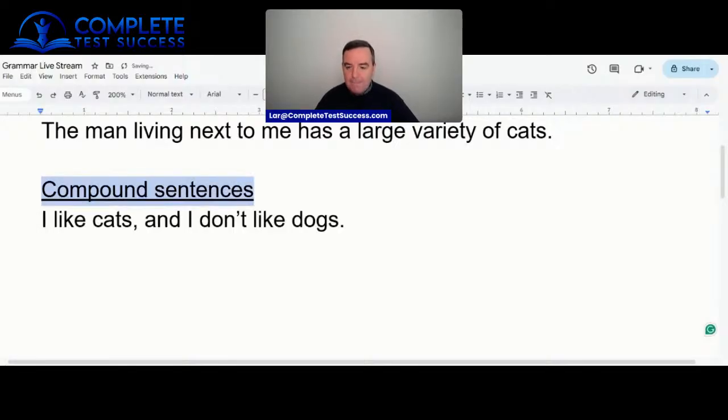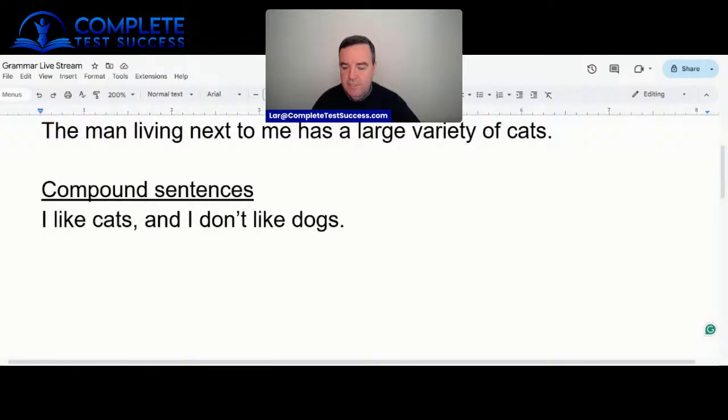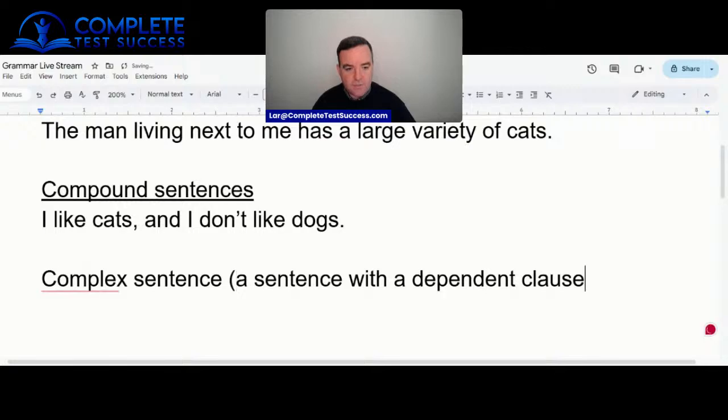And then a complex sentence is basically where we don't have that individual subject plus verb plus object like we have here, subject plus verb plus object and subject plus verb plus object. A complex sentence is where we have an independent clause, excuse me, a sentence with a dependent clause. And that's all it means. It doesn't have to be complicated. It just has to have a dependent clause, or it might be a relative clause. Some people call them relative clauses. Some people call them dependent clauses.